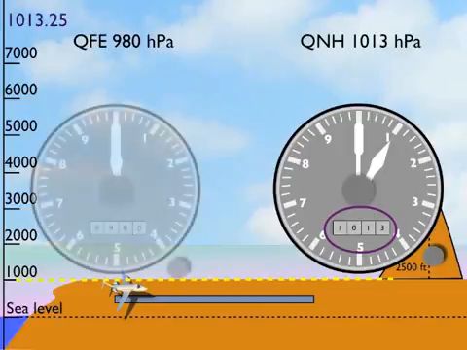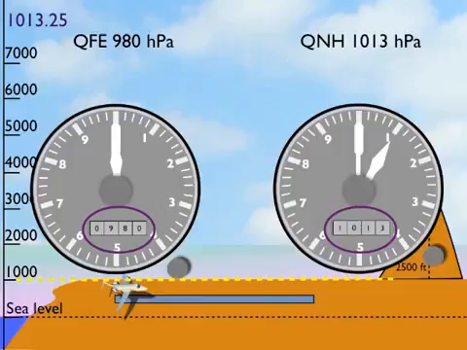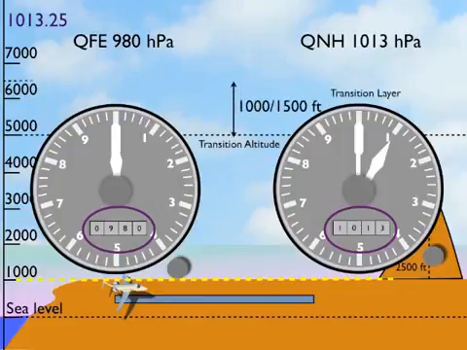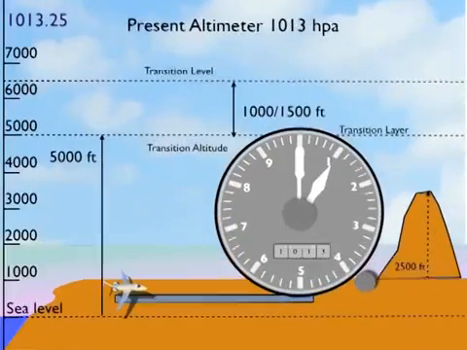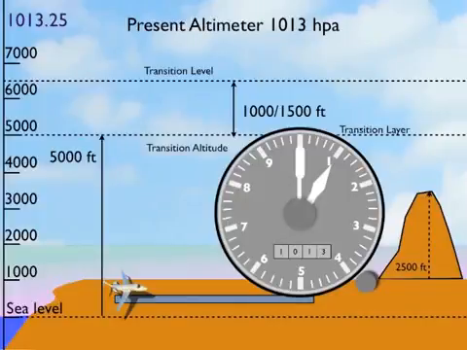The QFE setting will be 980 hectopascals and the altimeter will read 0. The transition altitude is 5,000 feet and the layer is 1,000 or 1,500 feet. In this case, the aircraft is at the airport elevation of 1,000 feet and the pressure is standard at 1013.